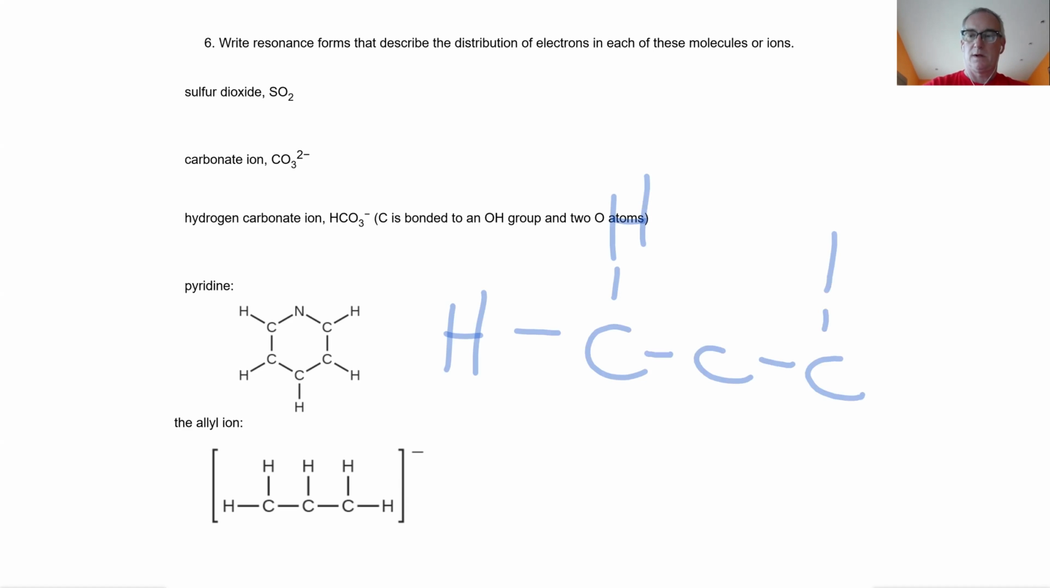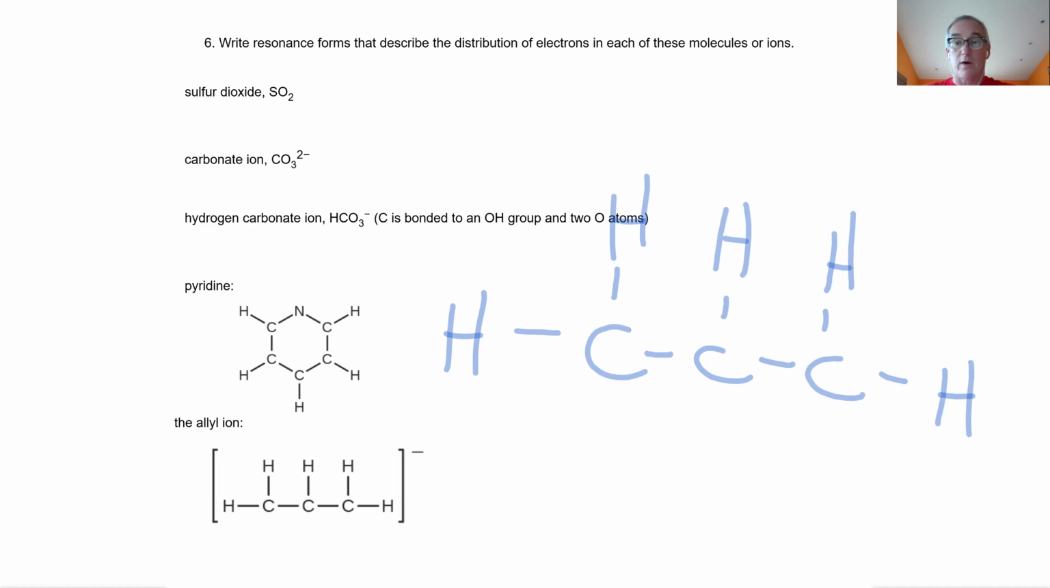C, H, H, and the whole thing has a negative charge. So it's a rare thing. It's a hydrocarbon that's also an ion. You generally don't see that very often. Sorry, Professor. And then one more hydrogen above the carbon in the middle. Oh, you're right. You're absolutely right. That would make for a much more interesting molecule.